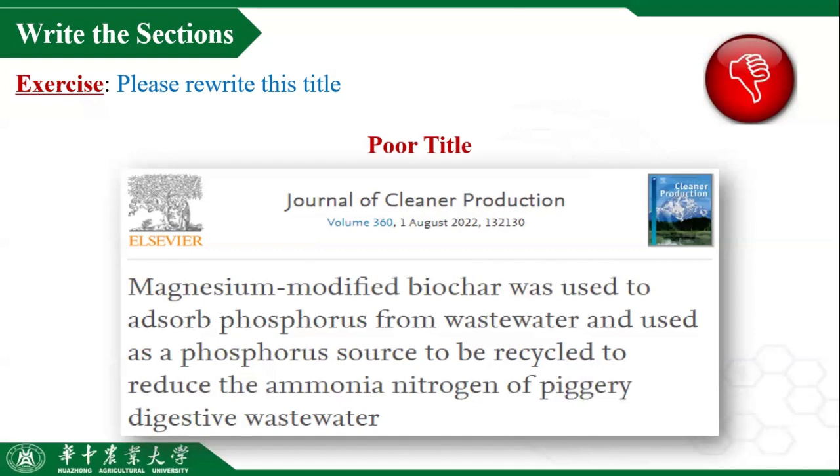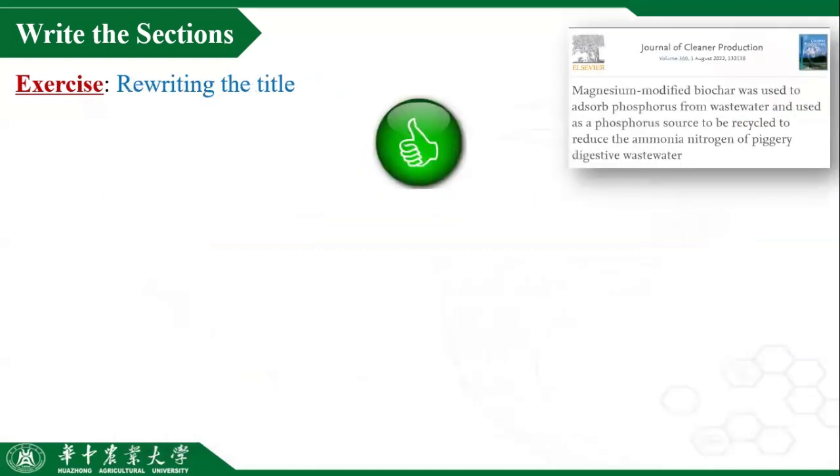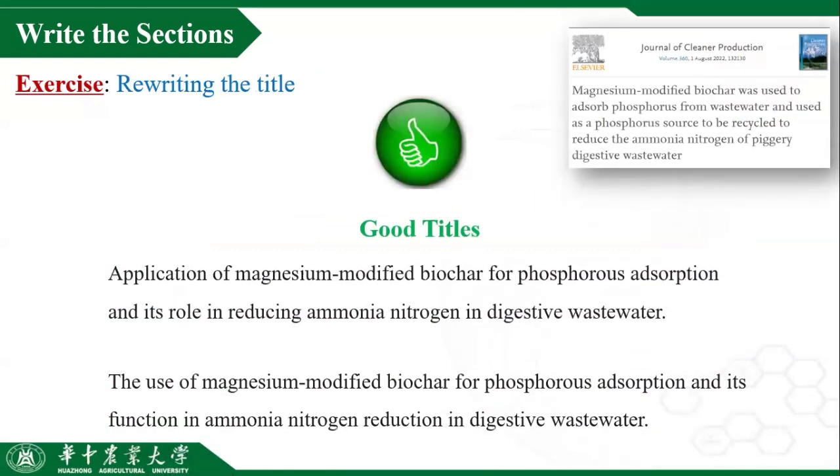This title is not attractive anymore. They just write it as a sentence, which seems like a sentence in the methodology or abstract. But if we paraphrase it like this, here they mention that they use biochar for phosphorus removal from wastewater treatment. If we just make it direct, it would be the application of this material to remove phosphorus from wastewater treatment. These two are examples of good titles instead of this one.